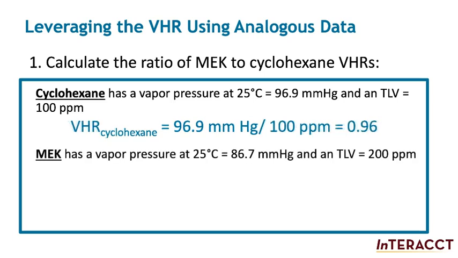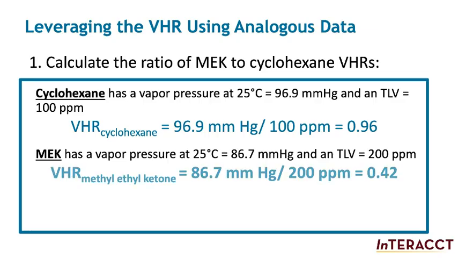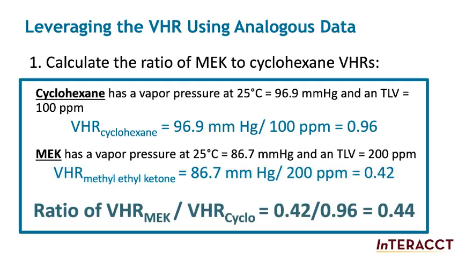MEK has a vapor pressure at 25 degrees C equal to 86.7 millimeters of mercury, and its TLV is 200 parts per million. Its VHR, therefore, is 0.42. The ratio of MEK's VHR to cyclohexane's VHR is equal to 0.42 divided by 0.96, which is equal to 0.44.